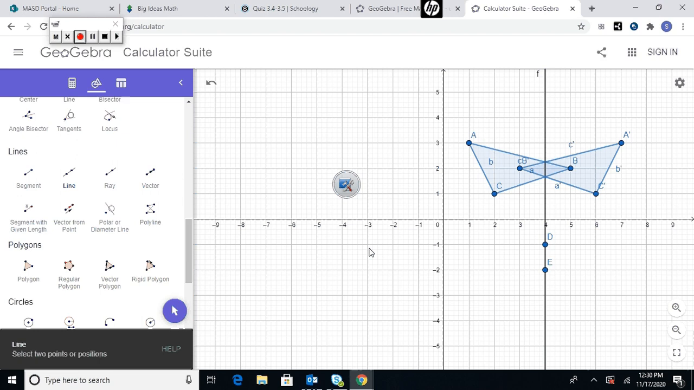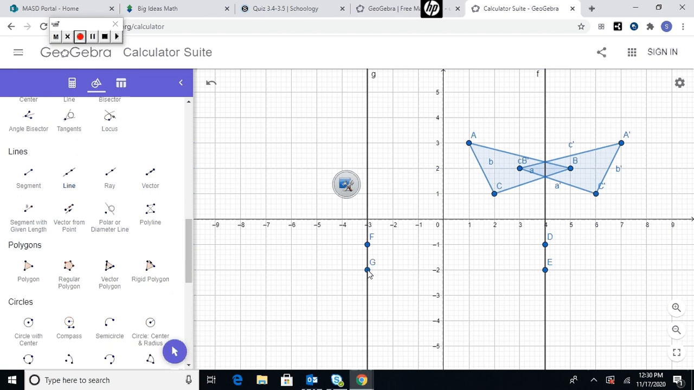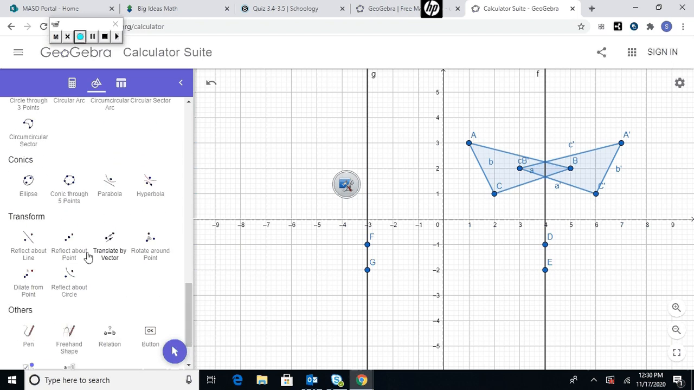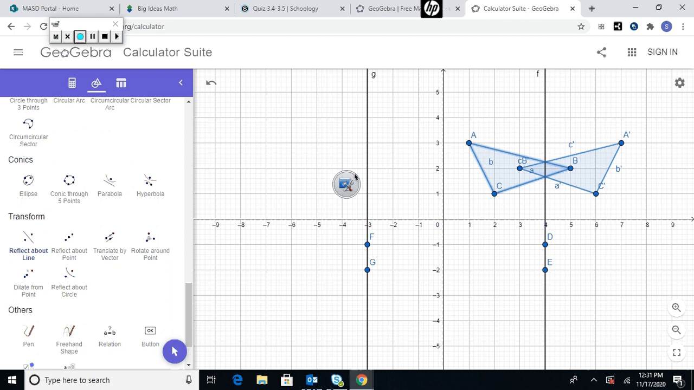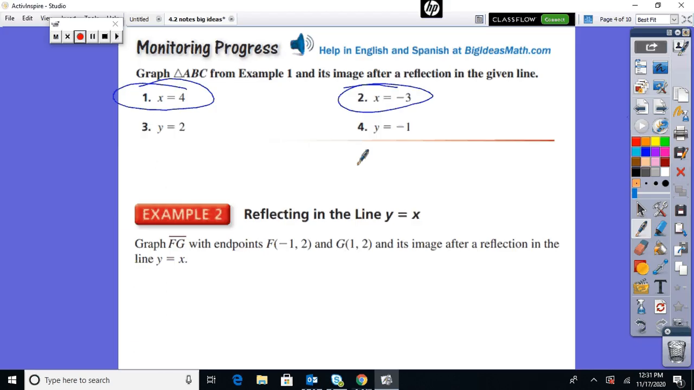So x equals -3 is the vertical line at -3. And then we go back to transform. Our given triangle is here. Reflect it. Oh yeah, so it ends up over there. So as you can see, A is 1, 2, 3, 4 away from the line. A prime is 4 away from the line perpendicularly.